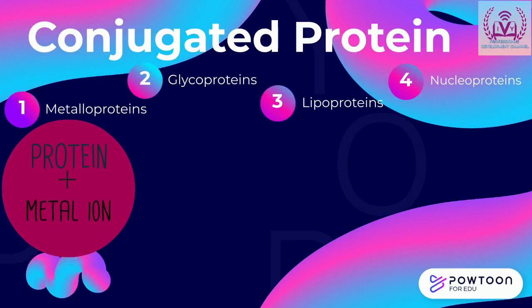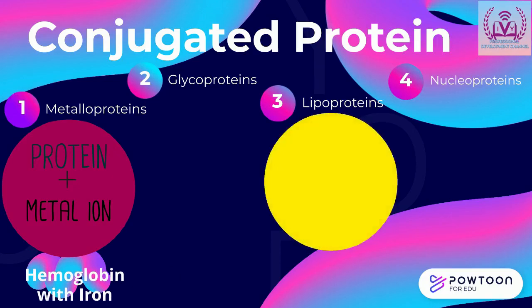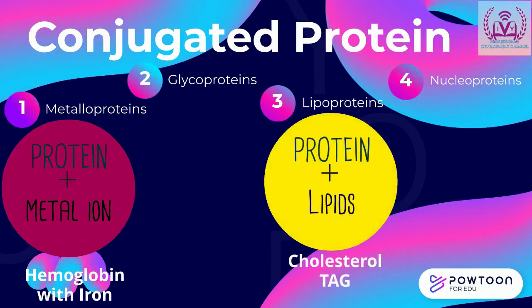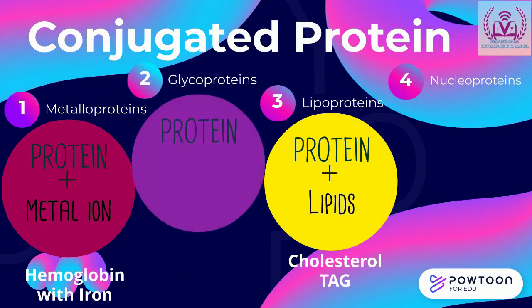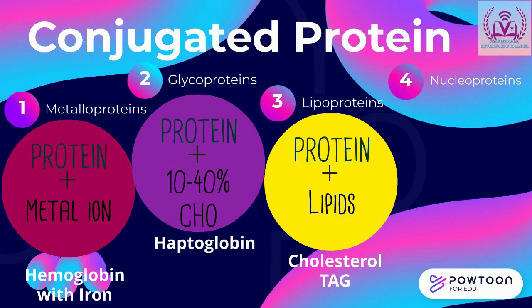Metalloproteins have a metal ion attached to the protein, like hemoglobin, which contains iron. Lipoproteins have lipids, such as cholesterol and triglycerides, linked to proteins. Glycoproteins have 10 to 40% carbohydrate, like haptoglobin.